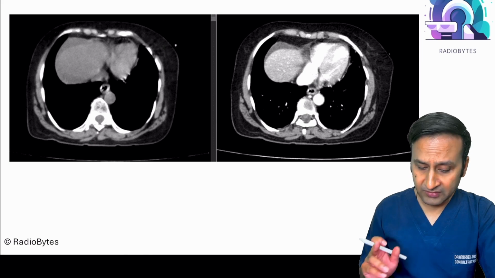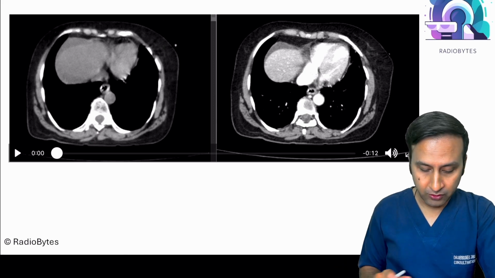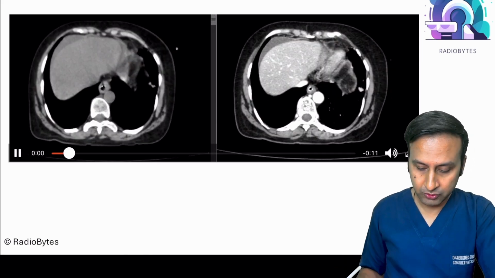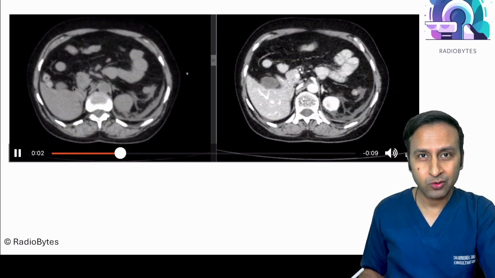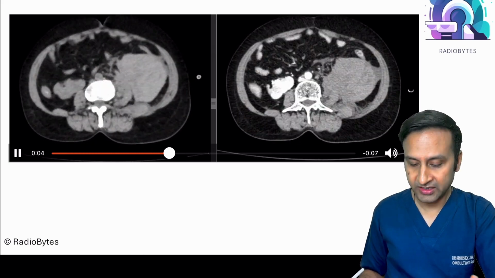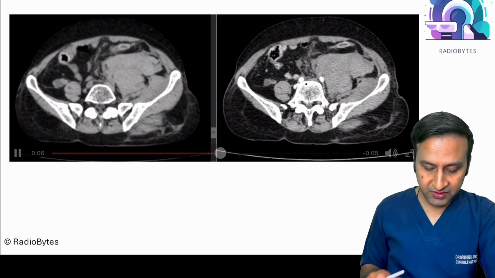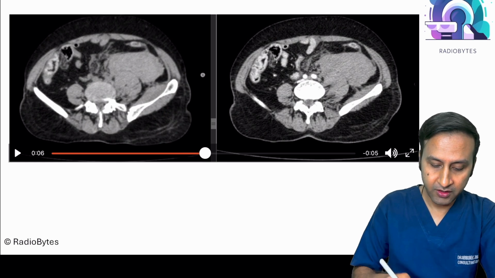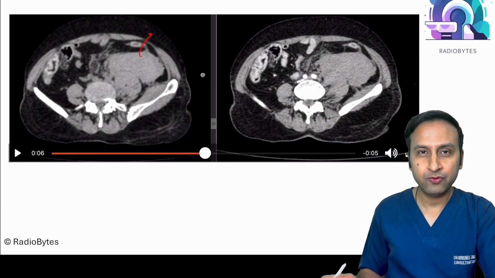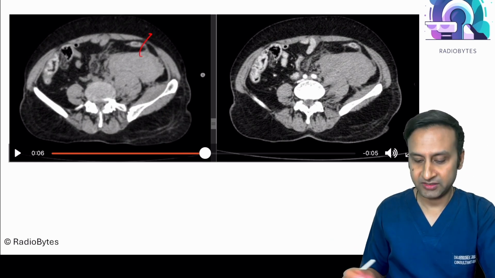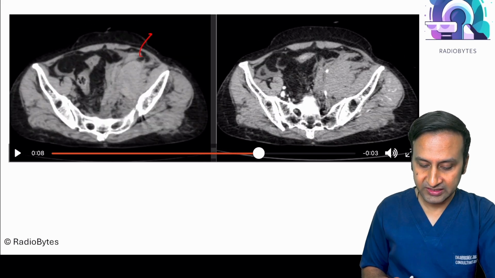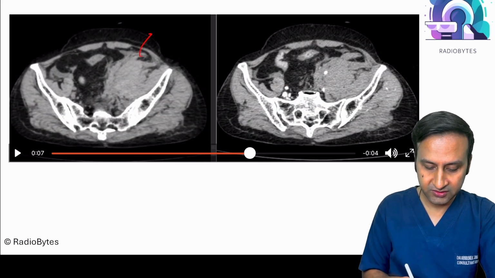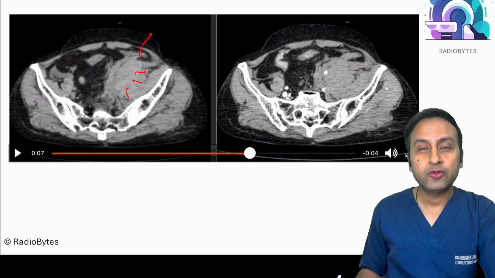But, and there is a big but, I want you to have a look at this image again. Now what I'm doing is showing you the non-contrast image of the patient alongside the post-contrast image. See carefully, this lesion is appearing hyperdense on the non-contrast image as well. If you compare the non-contrast and the post-contrast attenuation values, you don't see any significant enhancement. Look at how hyperdense it is on the non-contrast scans.